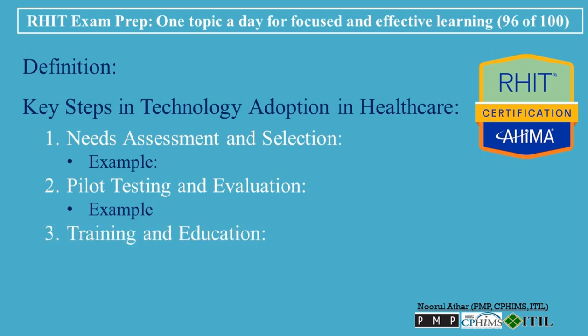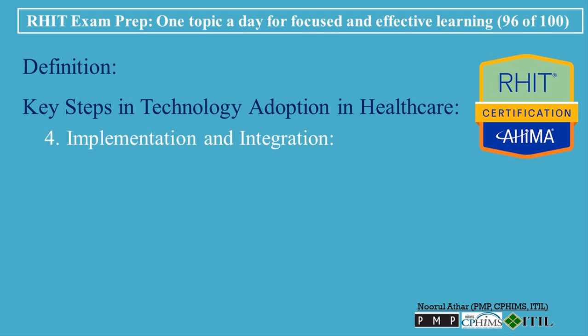3. Training and education. Training is a critical component of technology adoption, ensuring that healthcare providers and staff understand how to use the new system effectively. Proper education reduces resistance to change, minimizes errors, and increases confidence in using the technology. Example: a healthcare organization provides comprehensive training sessions for staff on a new EHR system, including hands-on practice and support resources to ensure smooth adoption and reduce workflow disruptions.